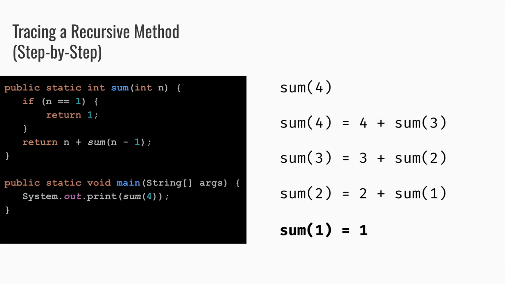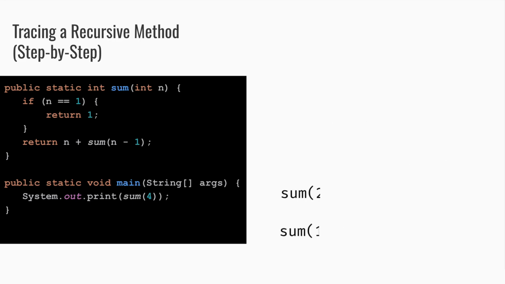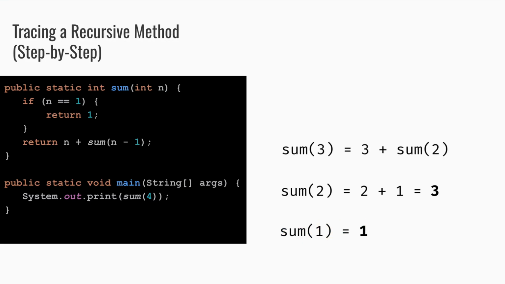So we now substitute that value back into the previous call. So we had sum2 equals 2 plus sum1, and since sum1 returned 1, then sum2 equals 2 plus 1, which is 3. Now go back to sum3, which is equal to 3 plus sum2, and since sum2 returned 3, then sum3 equals 3 plus 3, then it results to 6.